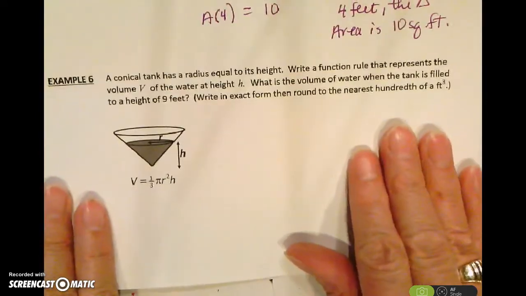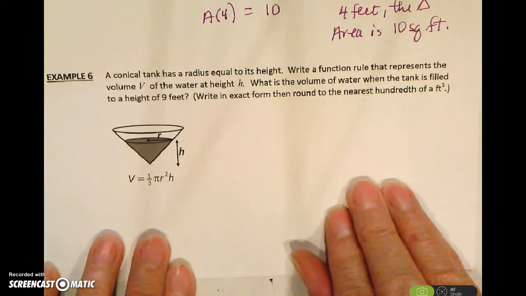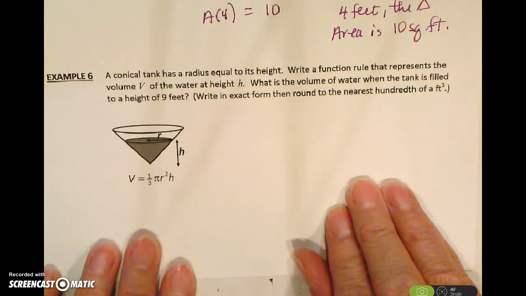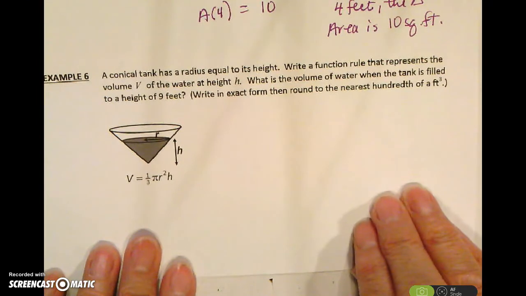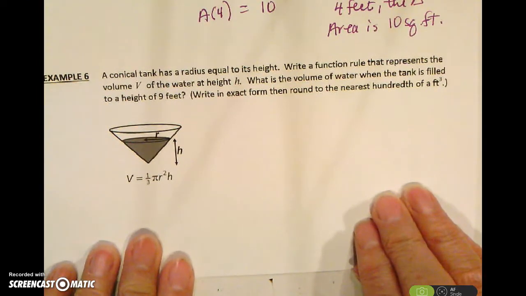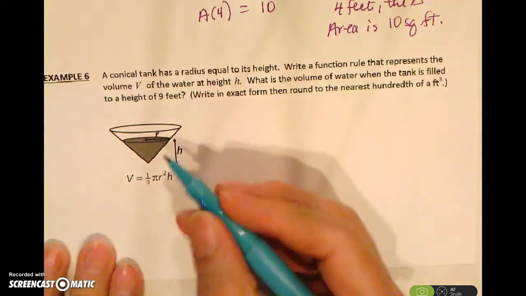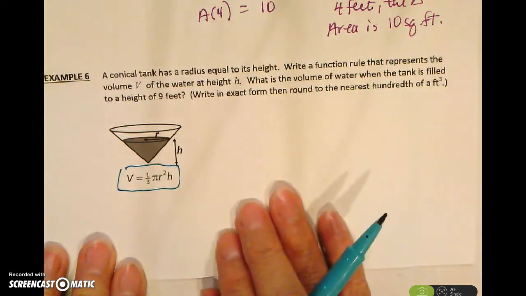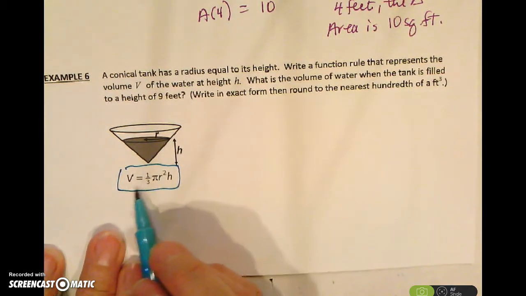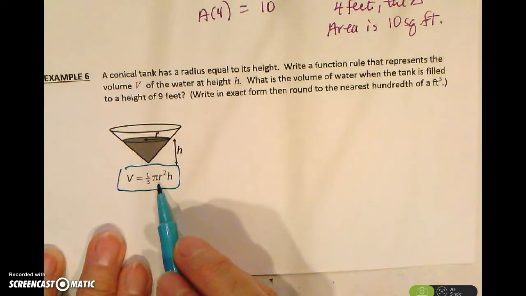Example 5. A conical tank has a radius equal to its height. Write a function rule that represents the volume V of the water at height h. What is the volume of water when the tank is filled to a height of 9 feet? Write in exact form, then round to the nearest hundredth of a foot cubed. We don't expect you to know that formula, but here you see it's written. To find the volume of a conical tank, V is equal to 1/3 pi r squared h.